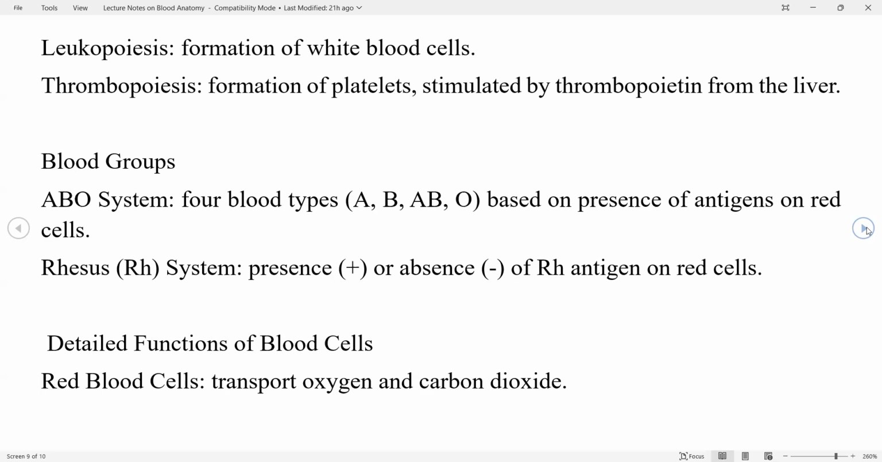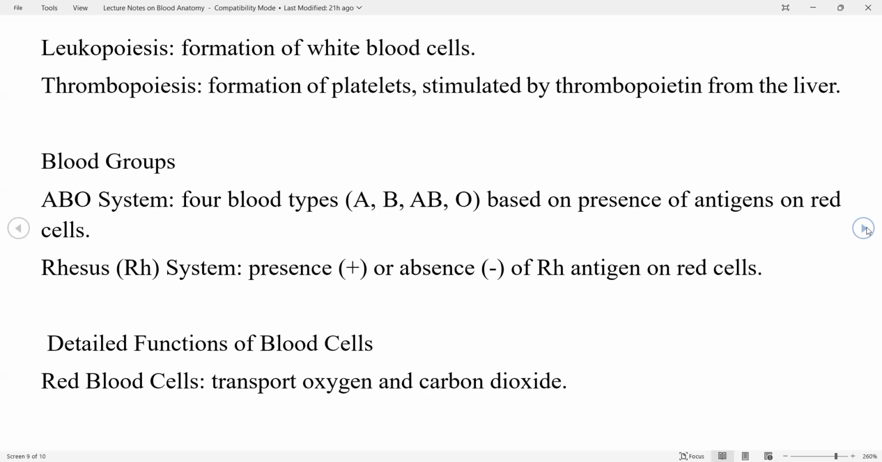So the rhesus, if you have the rhesus factor, we say you are rhesus positive. If you don't have it, we say you are rhesus negative. So let me take this again. Universal donor is the blood group O, rhesus negative, while universal recipient is the blood group AB.